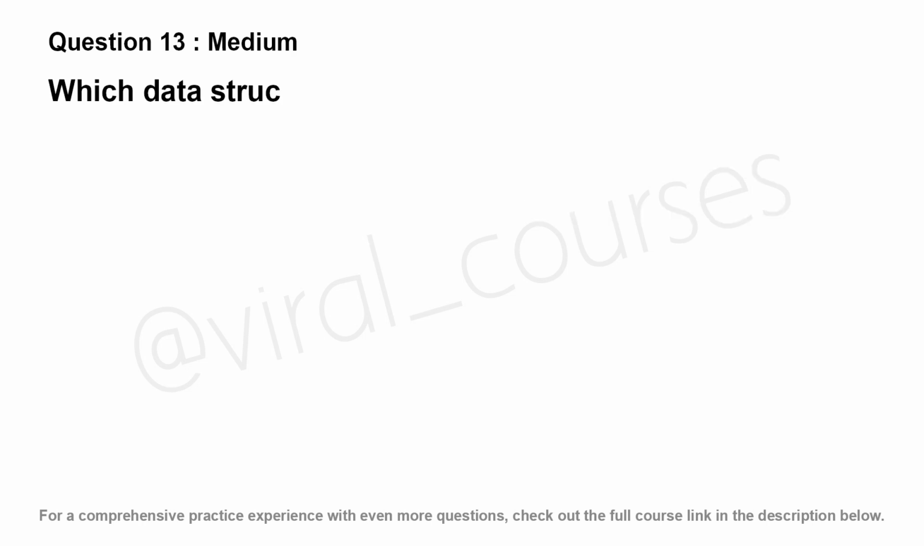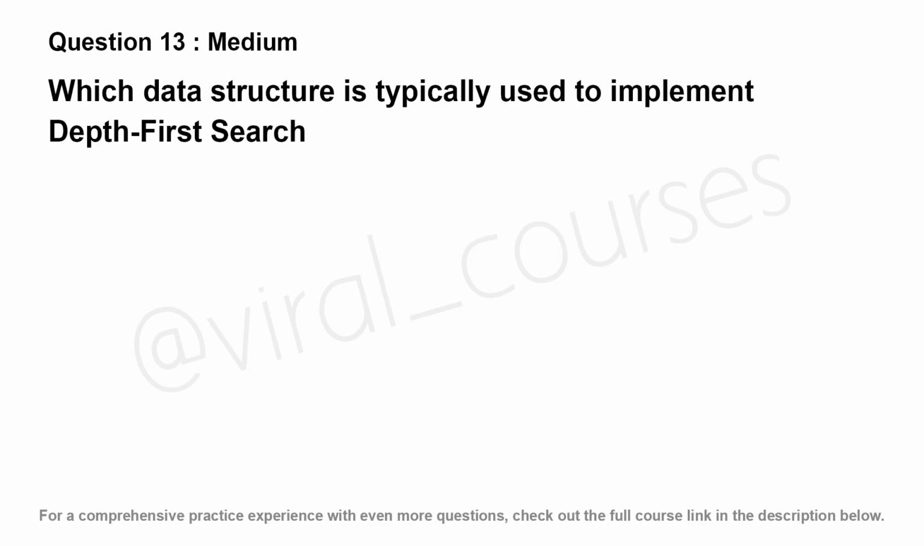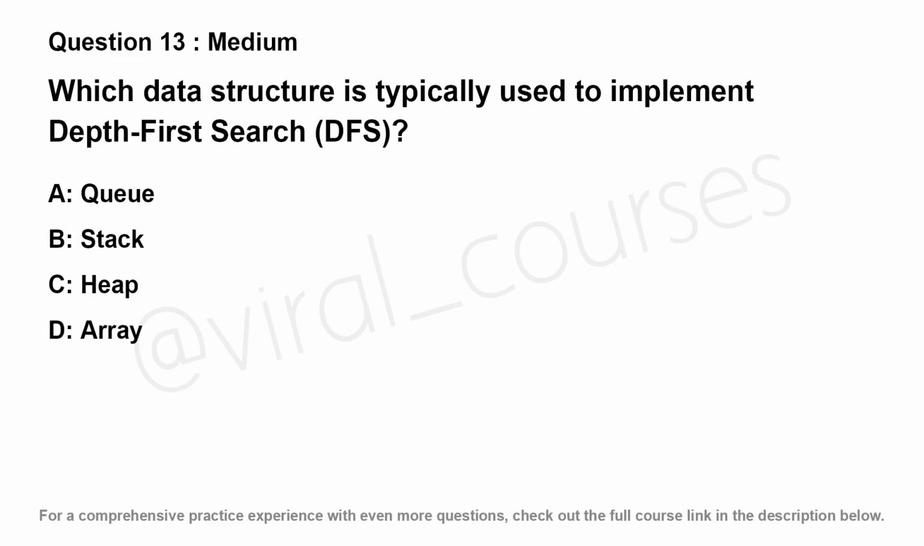Which data structure is typically used to implement depth-first search, DFS? Option A, queue. Option B, stack. Option C, heap. Option D, array.